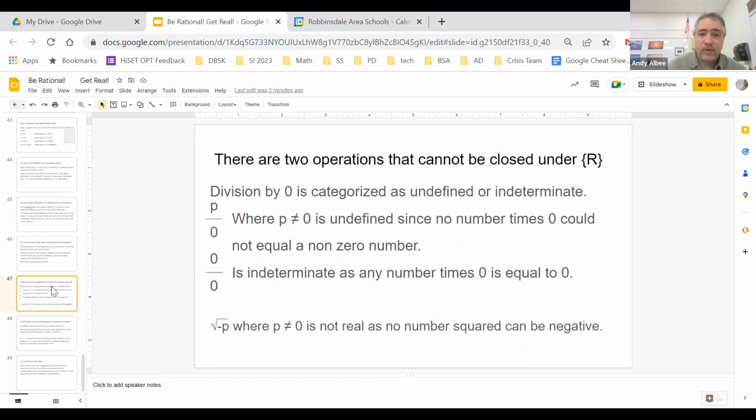But of course, we still have the problem we talked about earlier. We cannot divide by 0. A lot of people call it undefined. It's actually both undefined and indeterminate. That means if I divide a non-zero number by 0, it can't work. It's asking what number times 0 is equal to that non-zero number, and there isn't any.